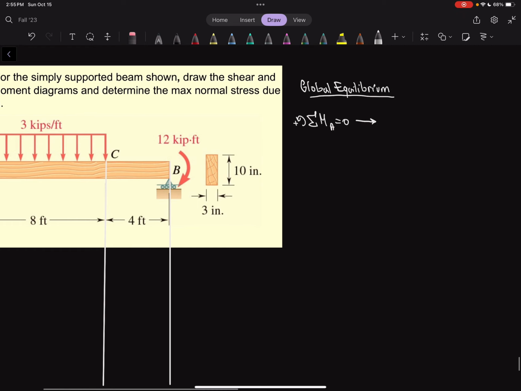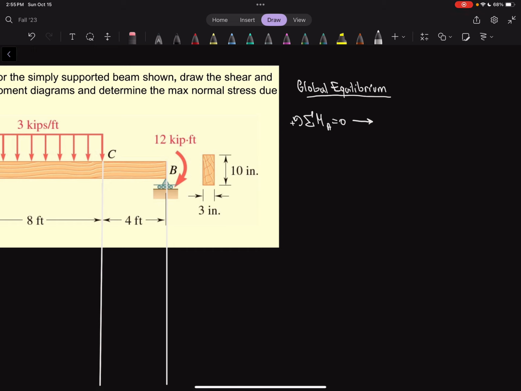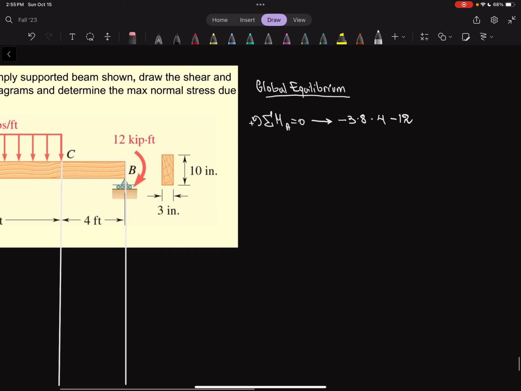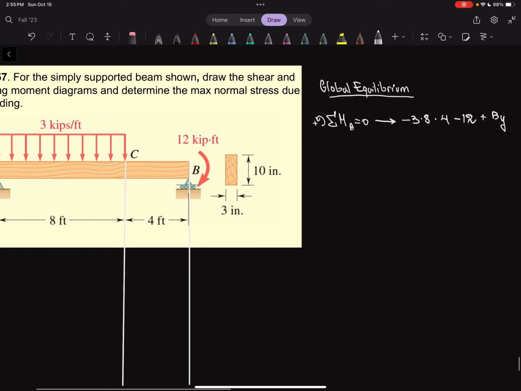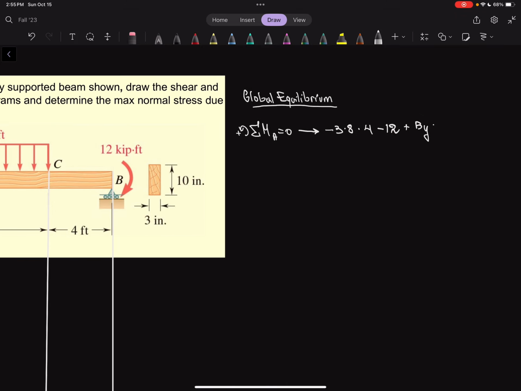Well, what does that mean? Well, that means that if I do 3 times the total length 8 at a position of 4 from A, and that's going to be negative. And then we have another negative 12 kip-feet for that concentrated moment, and then a positive By times the total distance, which is 8 plus 4, which is 12. All of that must be equal to 0.